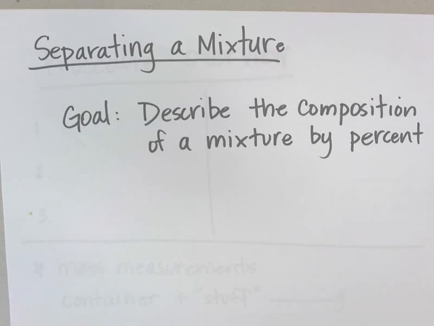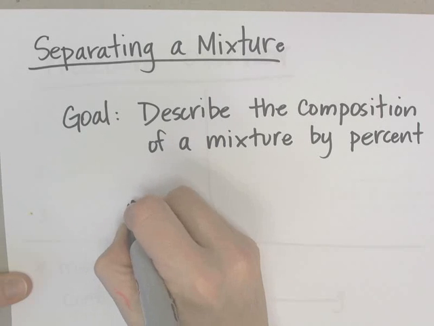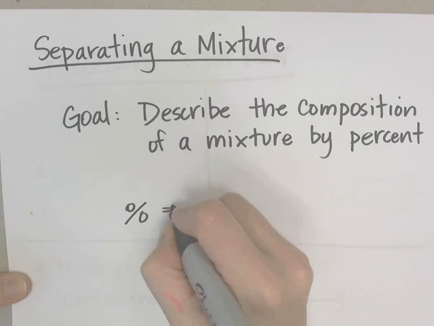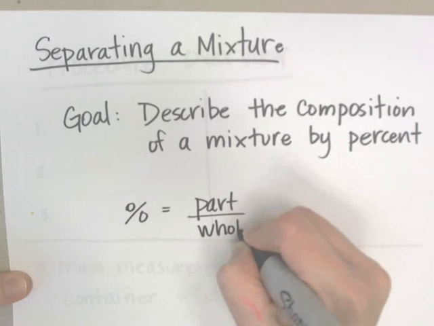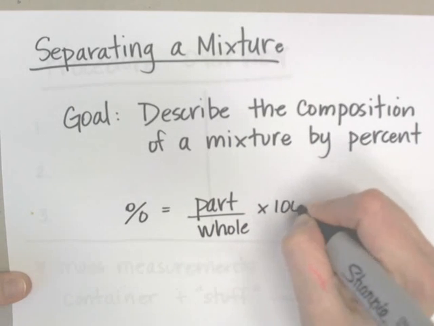Okay, separating a mixture. The goal of this lab is to look at a mixture and separate its components in an effort to describe it by percent. So just recall that a percent can be found by taking a part and dividing by the whole, multiplying by 100.